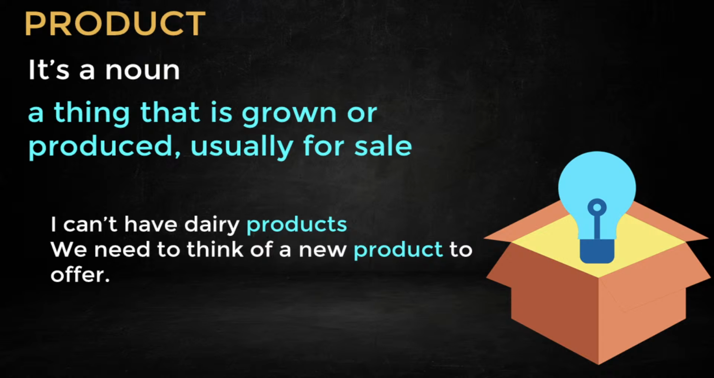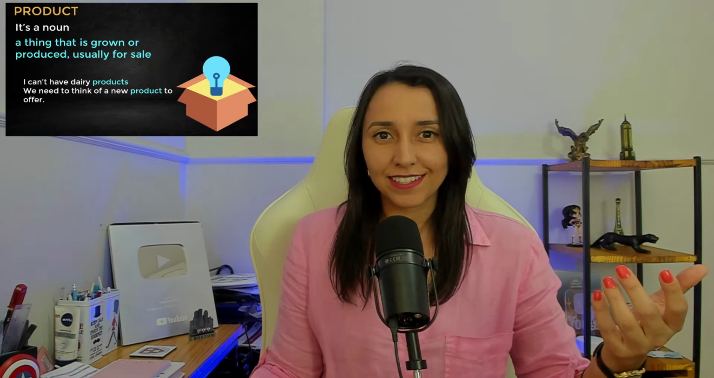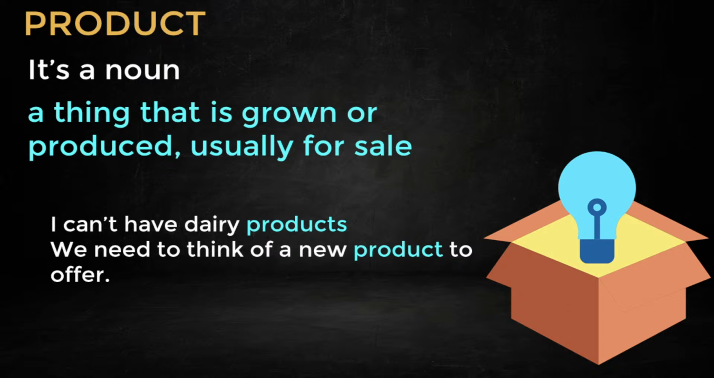I can't have dairy products. Tell me if you're watching this video right now, what are names of dairy products? If you're watching the replay, you can let me know in the comments. I'm allergic to dairy products. I was never able to eat dairy products, but I always tried. Now I really cannot eat dairy products. I realize that I am really allergic to them. Or if we're talking about business, we need to think of a new product to offer. Fantastic. So that's a noun.